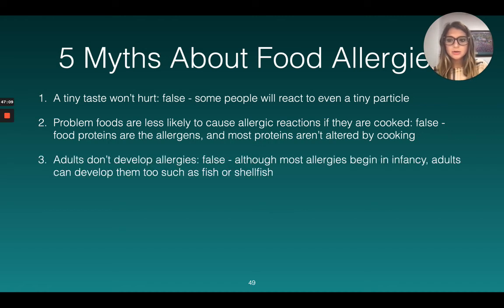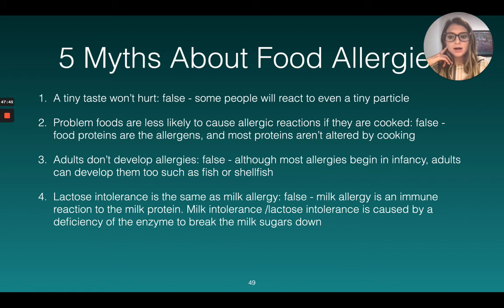Number 3, adults don't develop allergies, which is false. Although most allergies do begin in infancy, adults can develop them as they age. Specifically, fish and shellfish allergies are diagnosed more commonly in adults. They may not have had an allergy as a child to fish or shellfish, but this can develop over time in adulthood or even in older adults. Just because you don't have an allergy as a child or an adolescent doesn't mean that you cannot develop one later on in life.